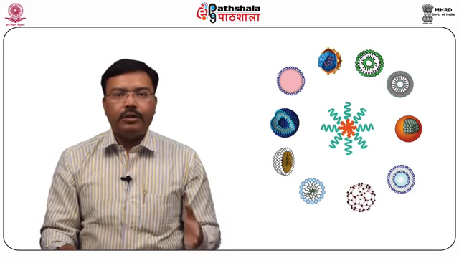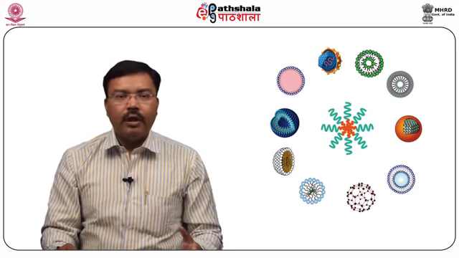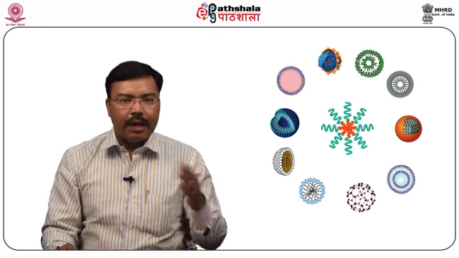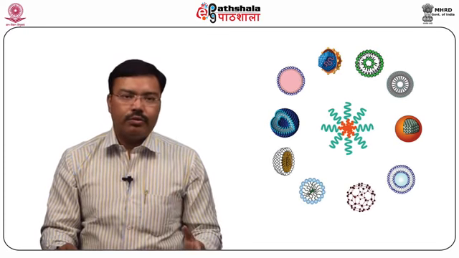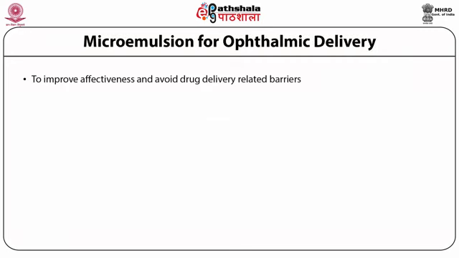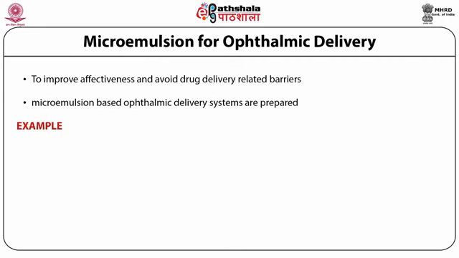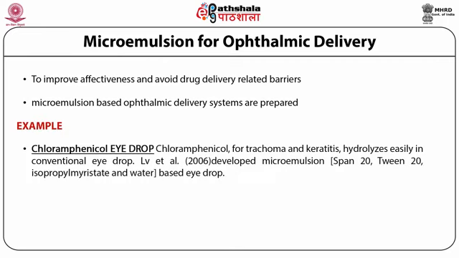An example of a microemulsion formulation of a drug prepared to enhance bioavailability is itraconazole. Thus, to improve effectiveness and avoid drug delivery related barriers, microemulsion based ophthalmic delivery systems are prepared. For example, chloramphenicol eye drop is prepared for trachoma and keratitis.